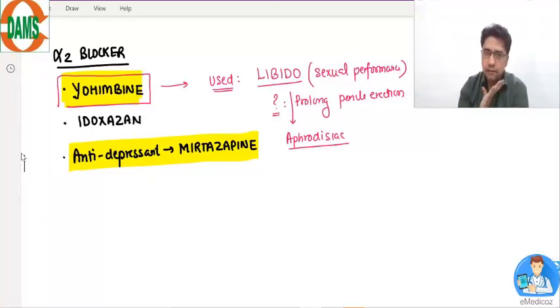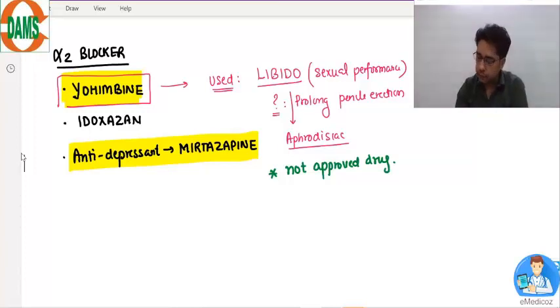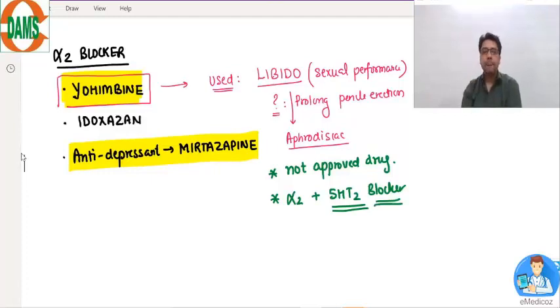But remember this about yohimbine, two points we will write: it is not an approved drug. Second point, yohimbine is an alpha-2 plus 5-HT2 blocker. It also has 5-HT2 blocking property. Just write these two points. Yohimbine is an important drug for you. Questions come very commonly on yohimbine.